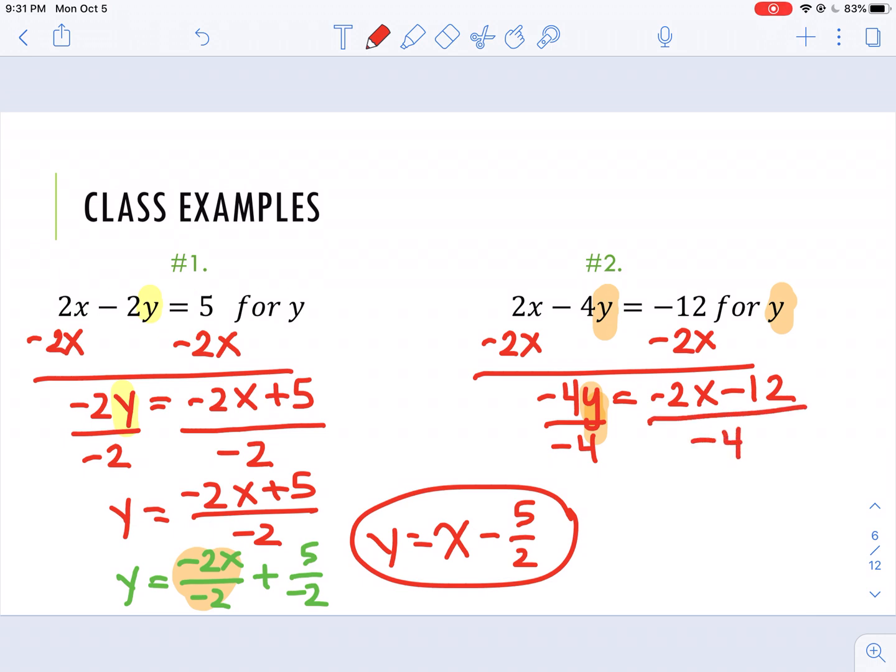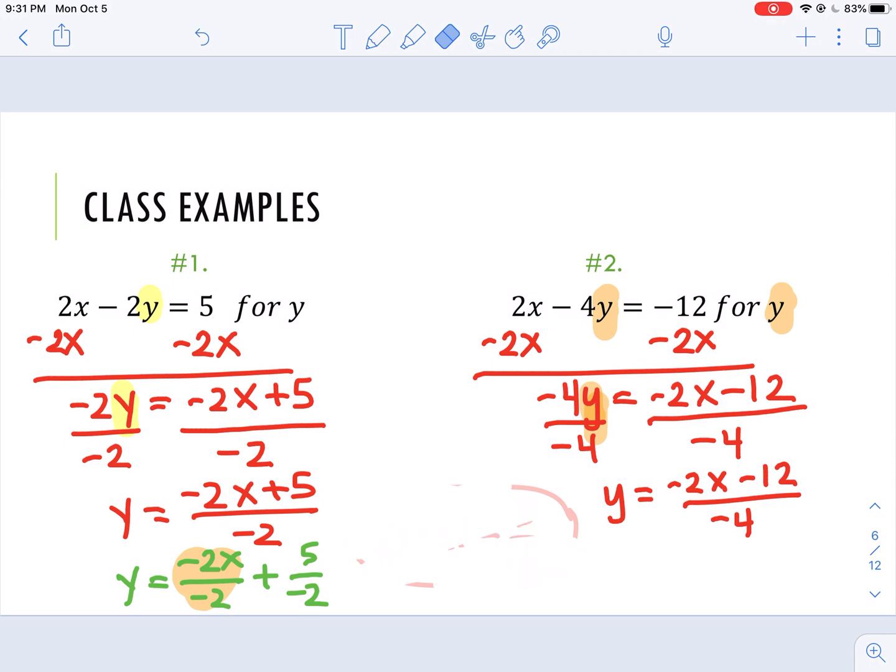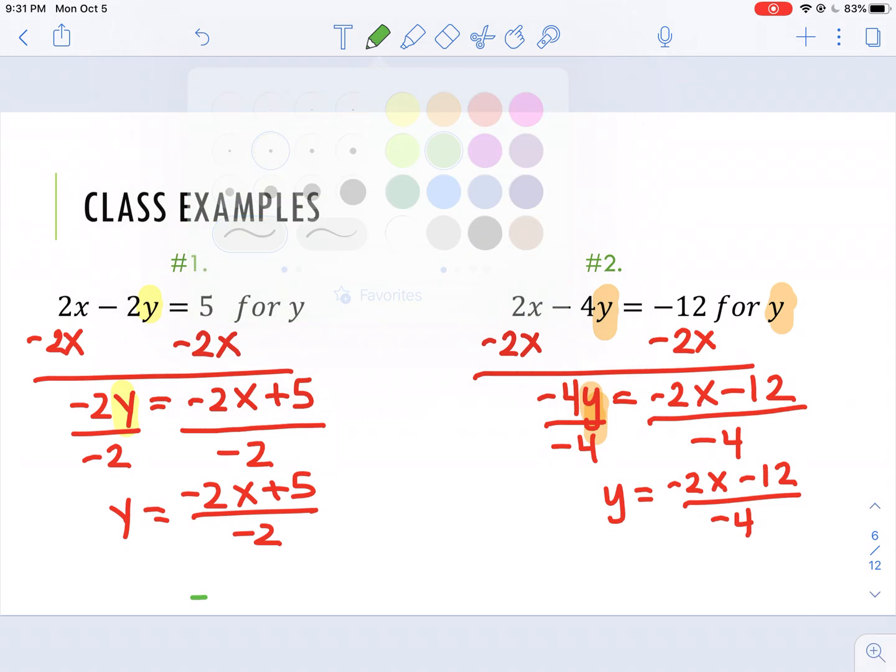All right, and now I'm left with y is equal to negative 2x minus 12 all over negative 4. But I'm going to ask myself, can I simplify this any further? All right, I'm going to erase this answer here for just a moment. And when I take a look at that, remember this step in green is totally optional.